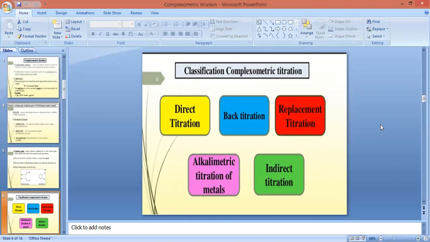The next type of complexometric titration is the back titration. In back titration, in the conical flask itself, we add a standard solution of known volume of complexing agent with the metal ion and indicator.